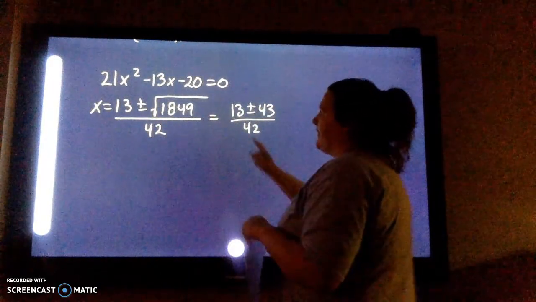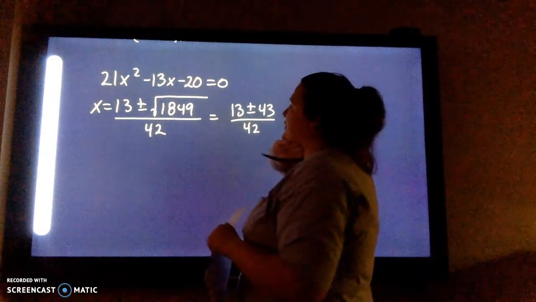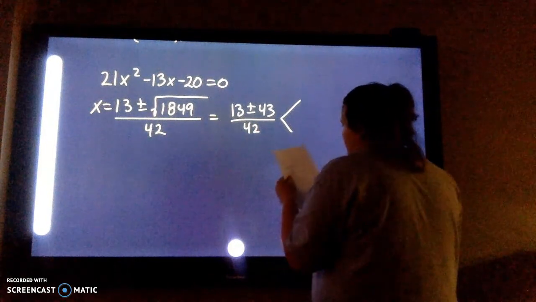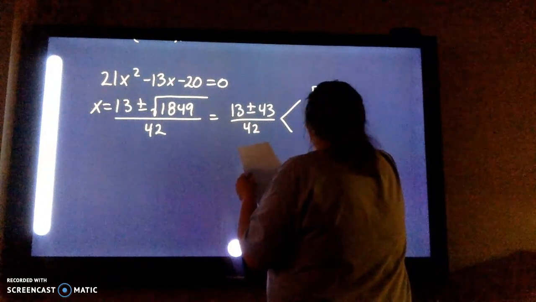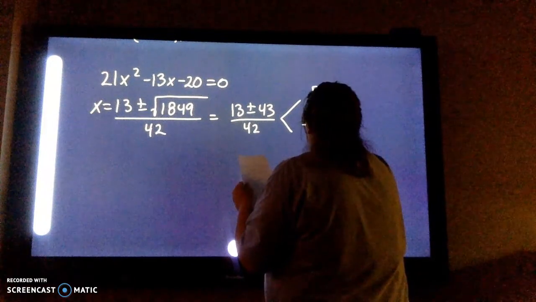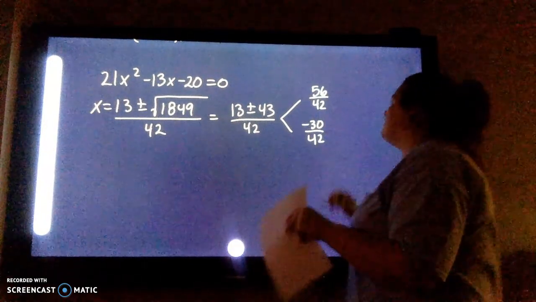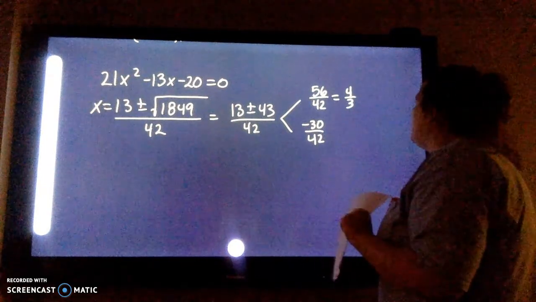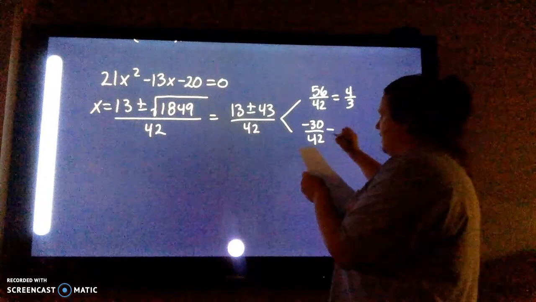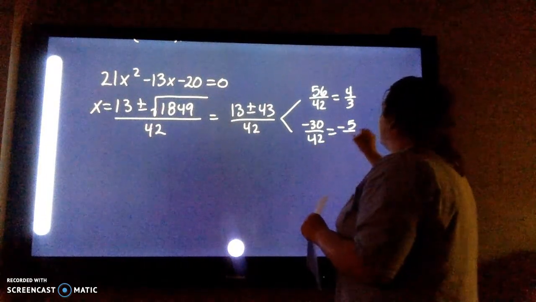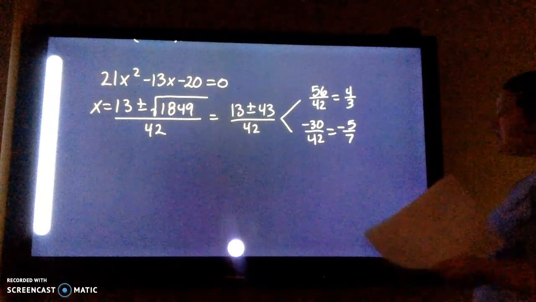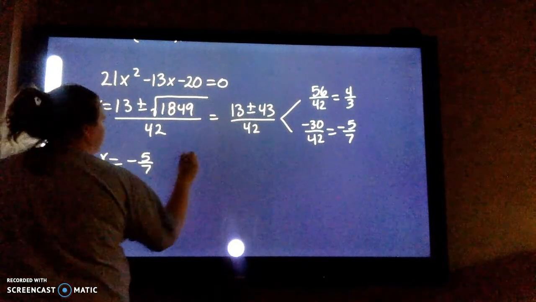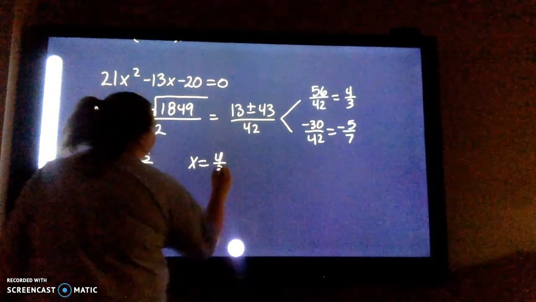So I went ahead and did all the simplification already, got my discriminant was 1849, square root of that is 43. Then I can split this into two answers, which is 56 over 42 and negative 30 over 42, both of which can be reduced. This gives me 4/3 because I can pull a 14 out of each of those, and I can pull a 6 out of each of these. I get negative 5 over 7. So my two solutions right now are x equals negative 5 over 7 and x equals 4 over 3.